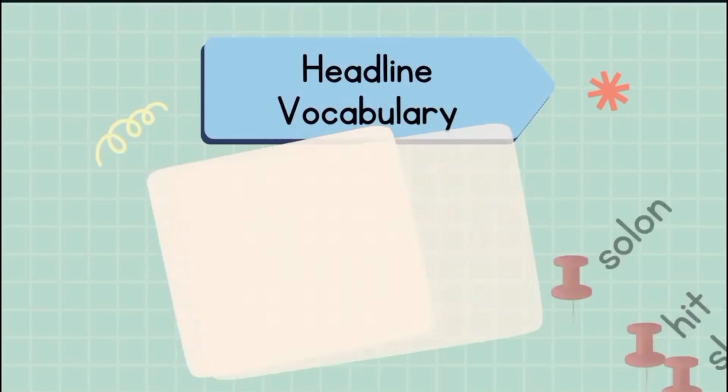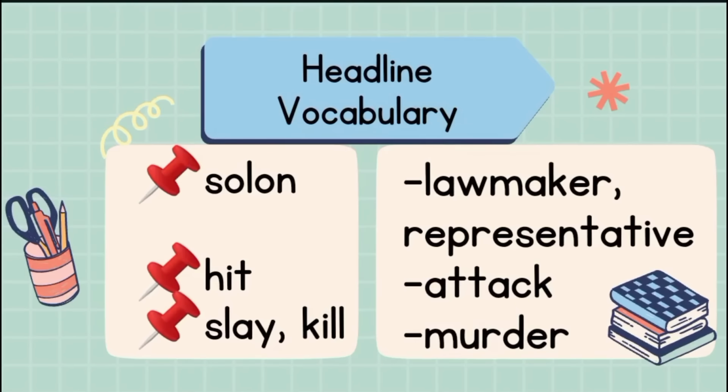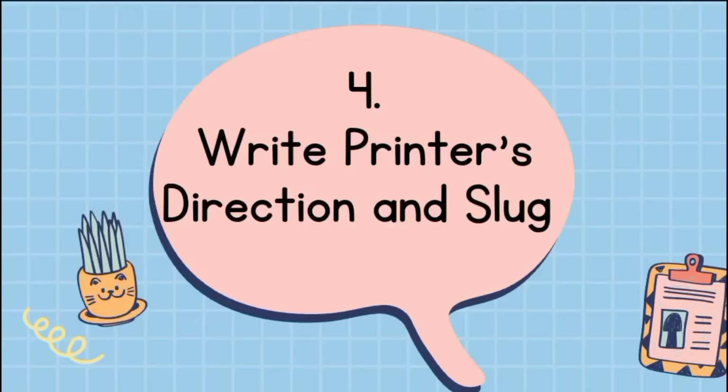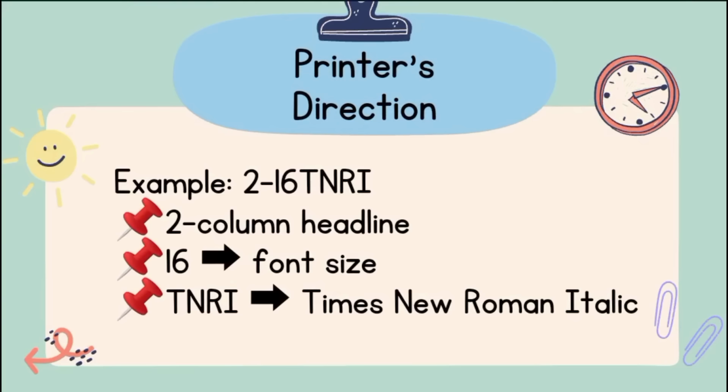After using symbols to mark corrections and writing the headline, it is now time to write the printer's direction and slug. For example, if the headline runs in 2 lines on the news page, write 2. Next, write the font size number of the headline. Then write the font type. Copyreaders use shortened symbols to be able to work faster, so the printer's direction and slug look like a code like this. 2-16 TNRI.